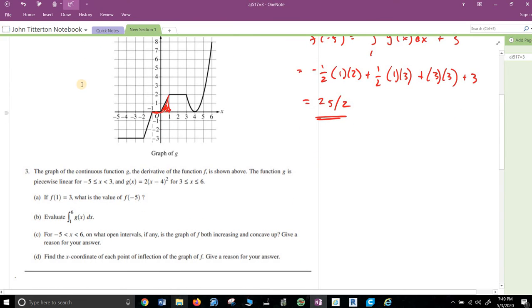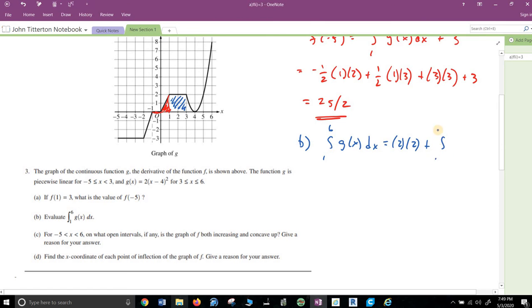So then it says evaluate the integral from 1 to 6 of g of x, which seems weird because it seems like the exact same question. But okay, whatever. Not the exact same question, but they're asking it twice. So that is starting at 1 and going to 6. So we have this. And notice they're not asking for f, they're asking for the integral, so we don't have to add the 3 in. So we get a 2 by 2 part.